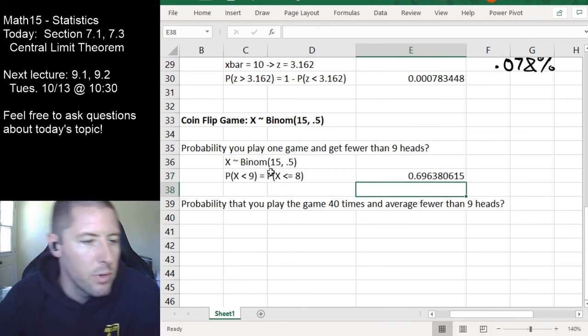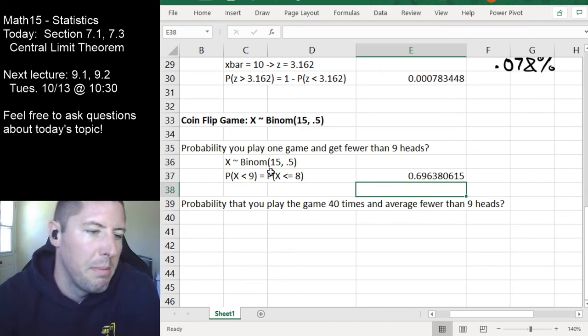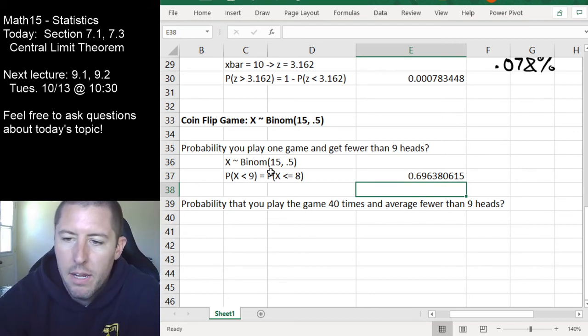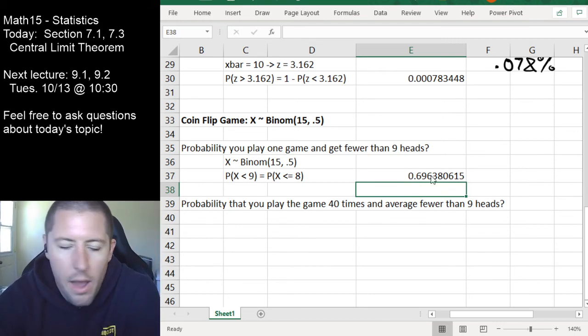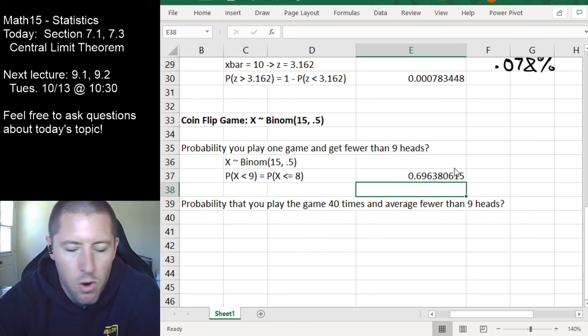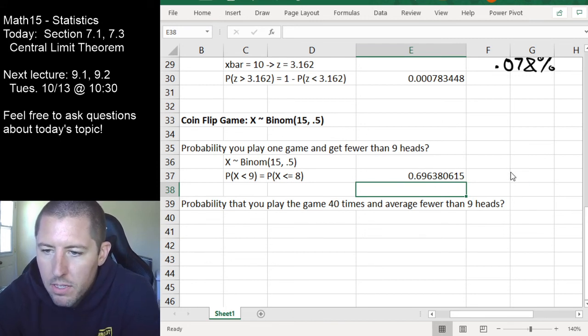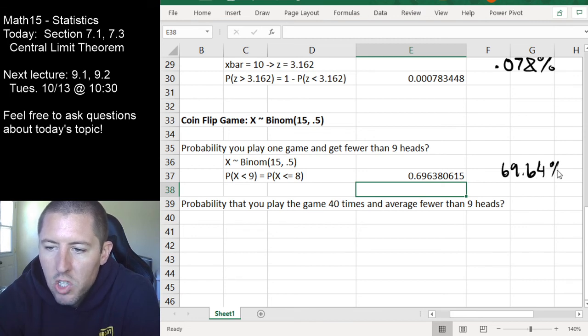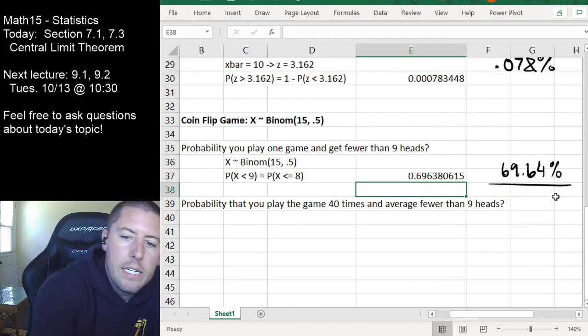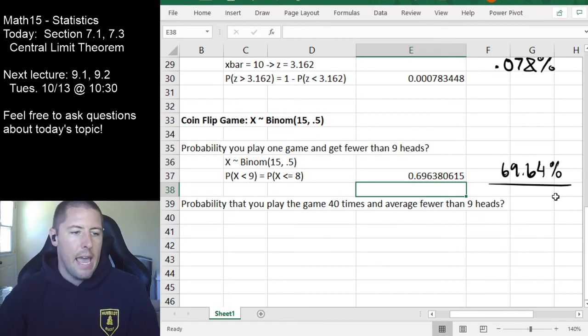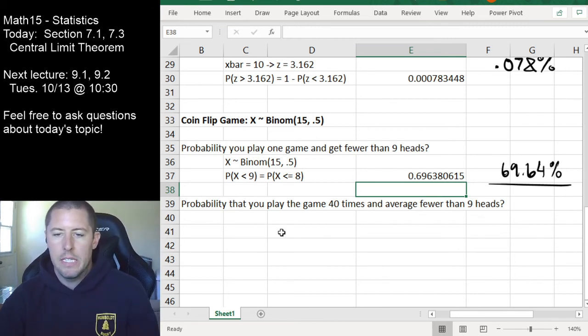And as we guessed, it's going to be a little bit more than 50%. This is a little bit more than I was expecting, but that's okay. This is still what I was thinking there. Not outrageously more than 50%, but more than 50%. So I'm seeing here a 69.64% chance that we will get less than or equal to 8 heads if we flip a coin 15 times.